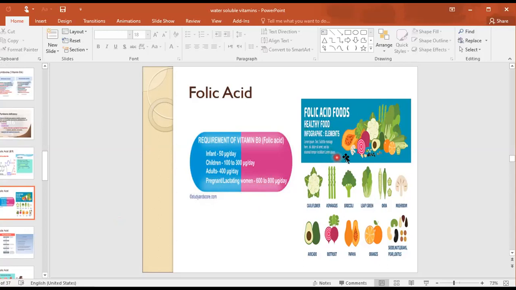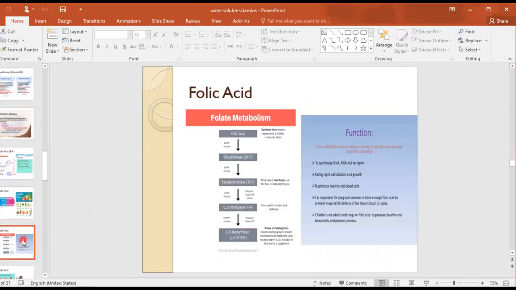Folic acid is very abundant in many types of food, particularly the green leafy vegetables. الخضروات الورقية من أهم مصادر الفوليك acid. الجرجير، الخس، الكلام ده كله.